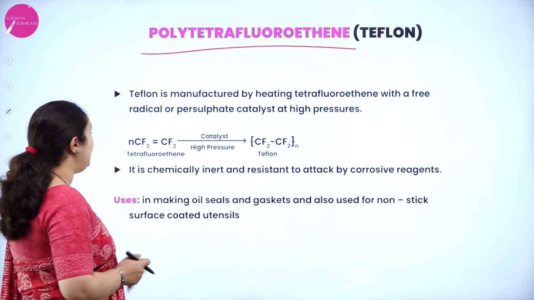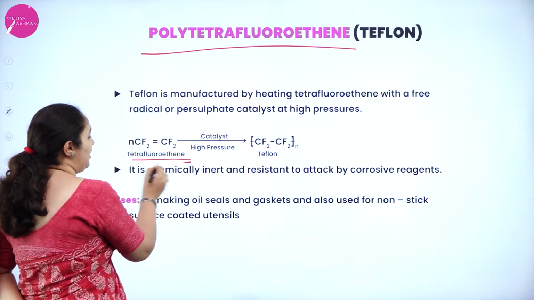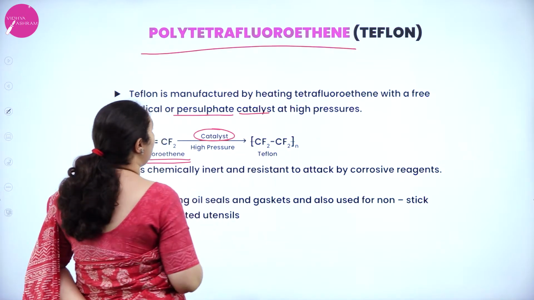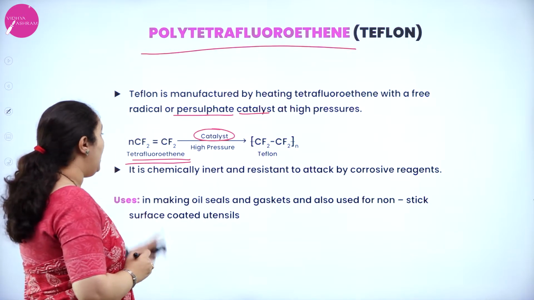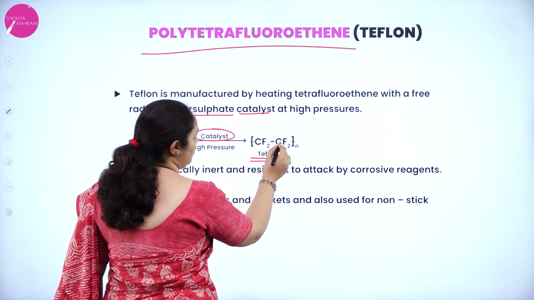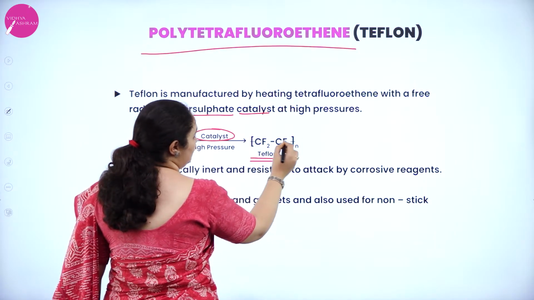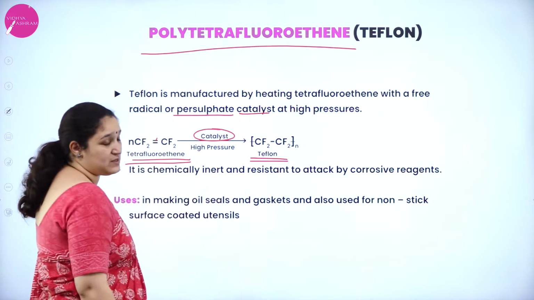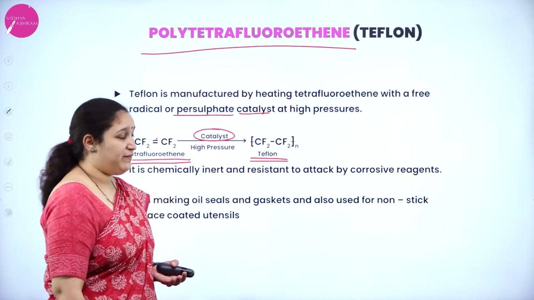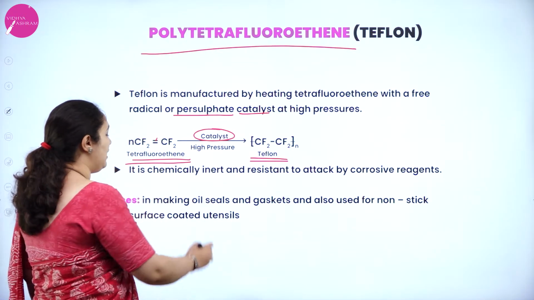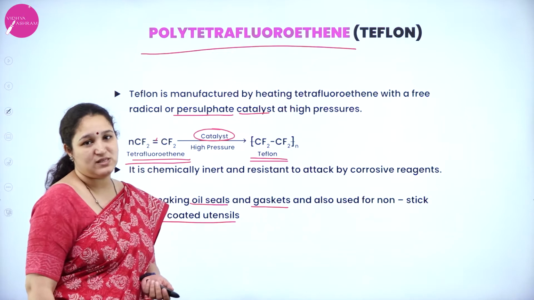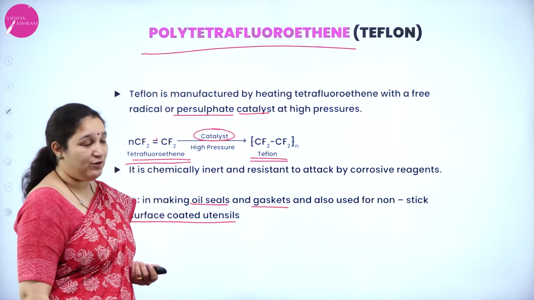polytetrafluoroethene. So we are taking CF2 double bond CF2, tetrafluoroethene, with persulfate catalyst at a high pressure. The double bond is broken and they can link with one another to form Teflon. So CF2 single bond CF2, showing the linking on both sides, n number of times. This is Teflon. It is chemically inert, resistant to attack by corrosive reagents. Also it is used in making oil seals, gaskets, and for non-stick surface coating in utensils. That's about Teflon.